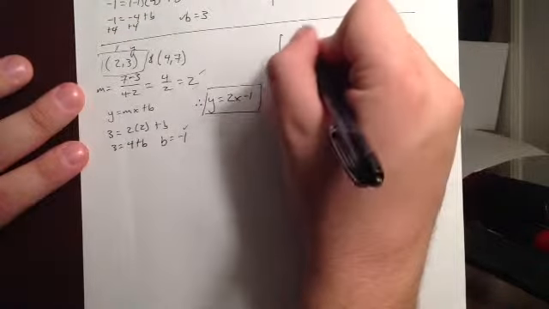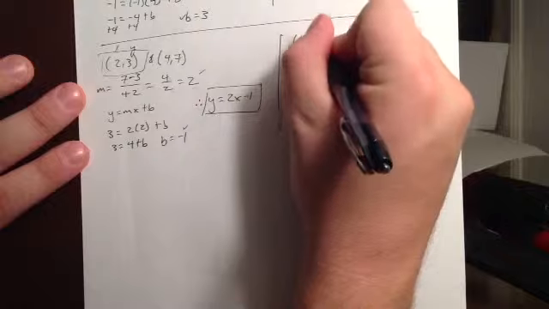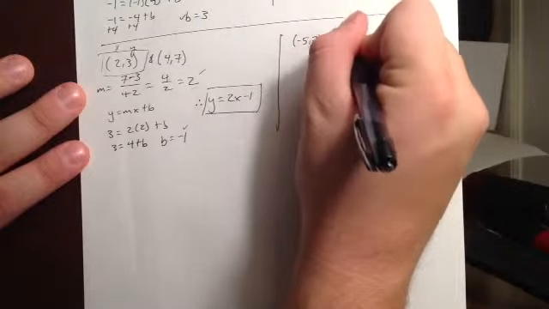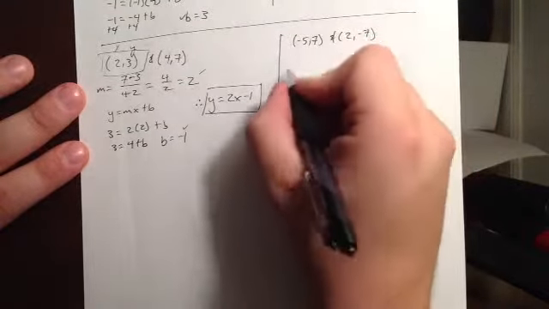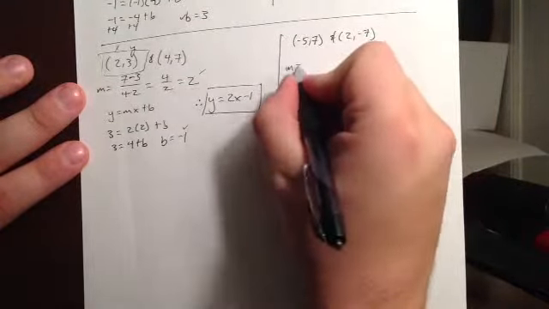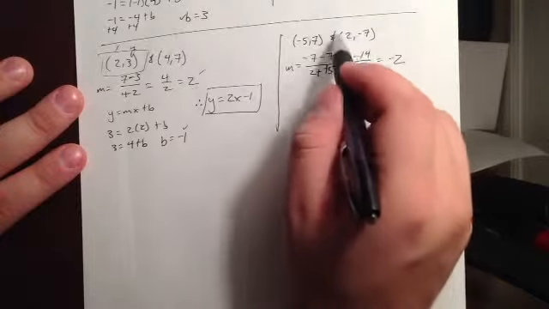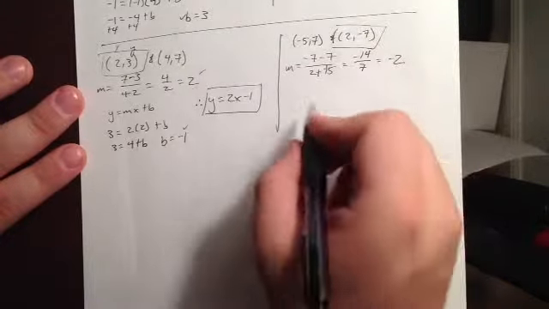Similarly, again, 2 points: negative 5, 7, and 2, negative 7. The slope is negative 7 minus 7 over 2 minus negative 5. Negative 14 over 7. 2 negatives make a positive. Negative 2. Pick whatever point you like better. It doesn't really matter here. I'm going to go with this one because 2 is smaller than 5.